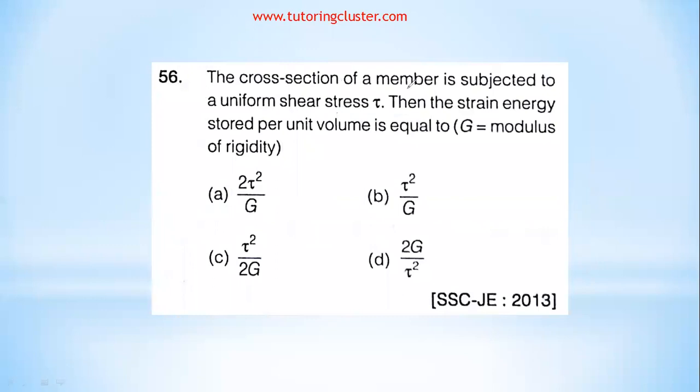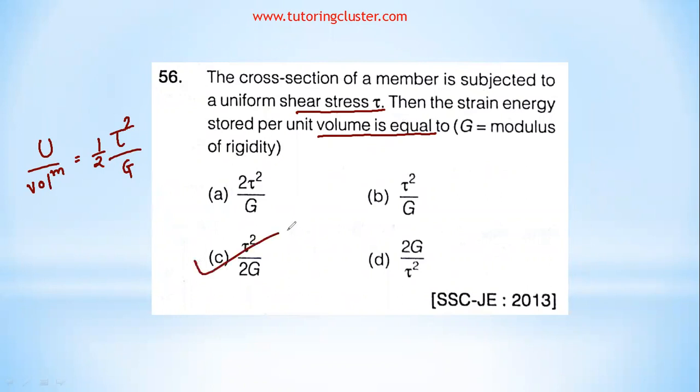Now, the cross section of a member is subjected to uniform shear stress tau, then the strain energy stored per unit volume is equal to? Okay, so strain energy per unit volume, what is the formula? 1 half tau square upon G. So it will be C. Okay, next. Remember this formula, very important again.